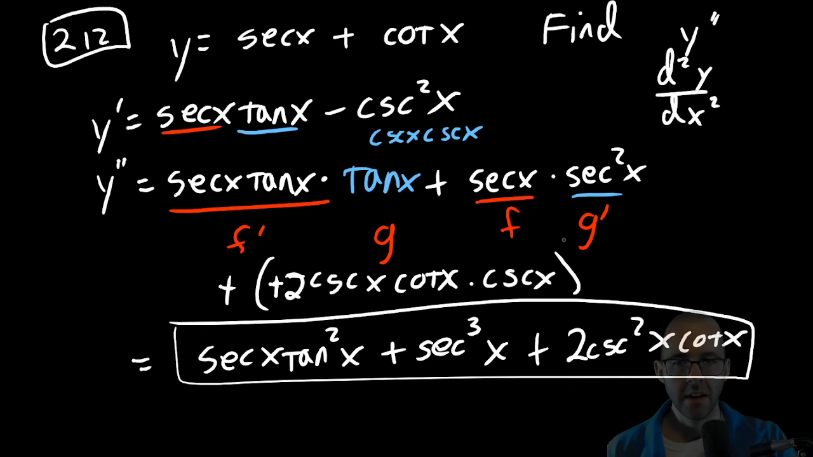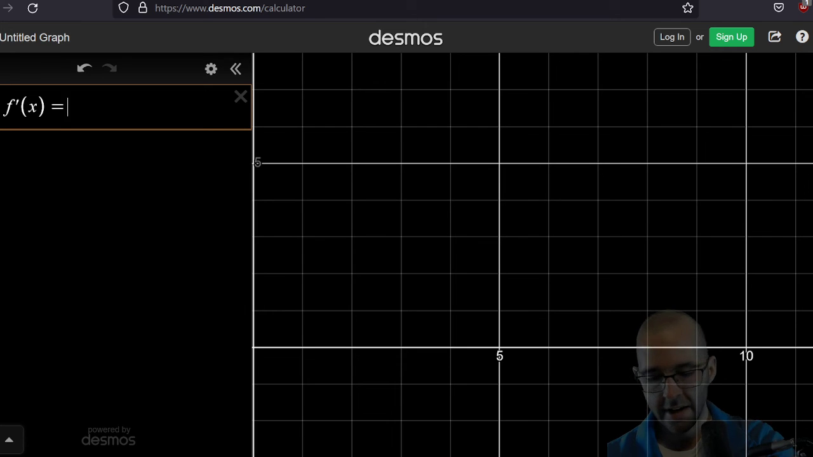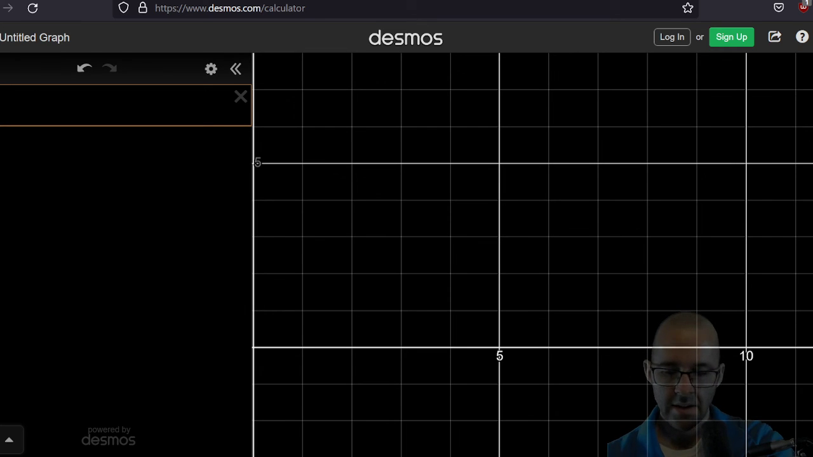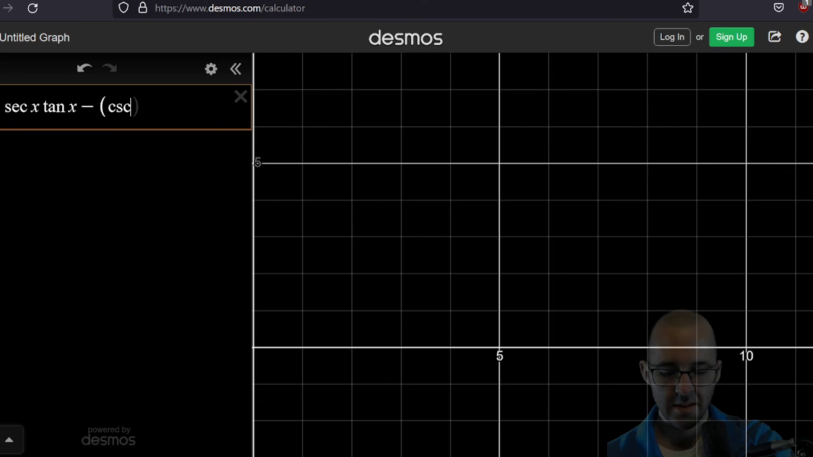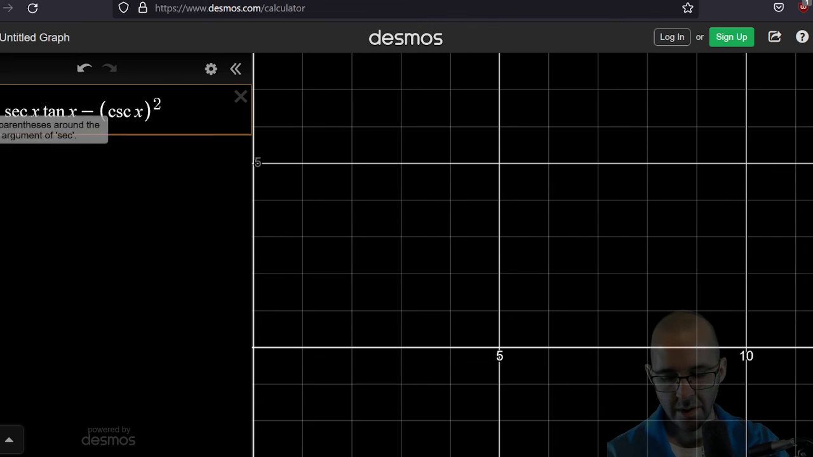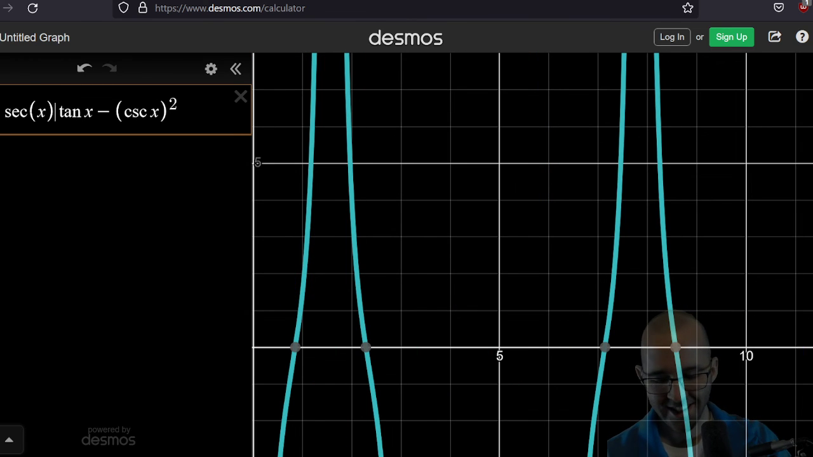Another way that you can kind of do a little gut check on this one is you could just find a tangent line. You just plot y prime. If we plot y prime, that's going to be secant tangent minus cosecant squared. Oh, it doesn't like the cosecant squared either. Or wait, what is it unhappy about? Whoa! Huh.